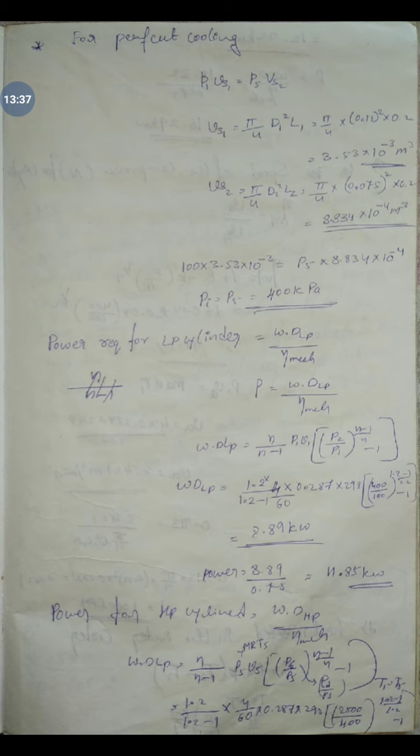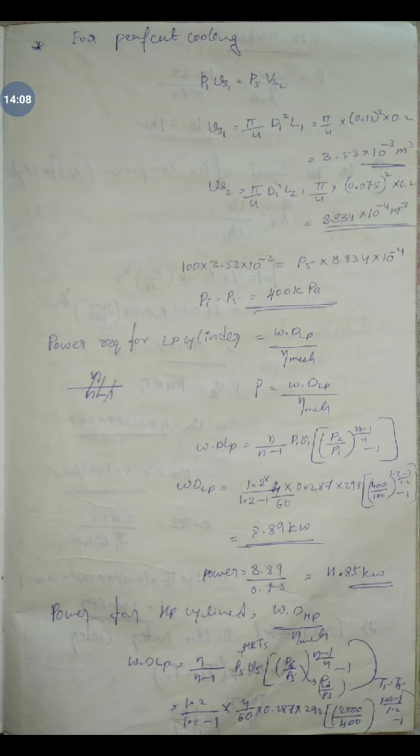So now after the second bit, he has asked to find out the power required to drive the LP and HP piston. So power required is nothing but work done divided by mechanical efficiency. Since he has given the mechanical efficiency, the actual power required is nothing but work done divided by mechanical efficiency. So work done for LP cylinder is given by N by N minus 1, P1 V1 in the bracket P2 by P1 to the power of N minus 1 by N, minus 1.